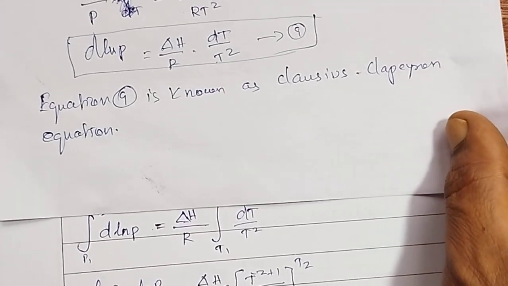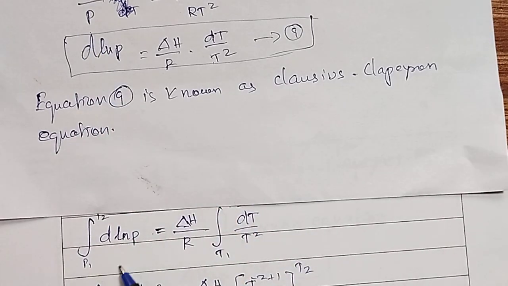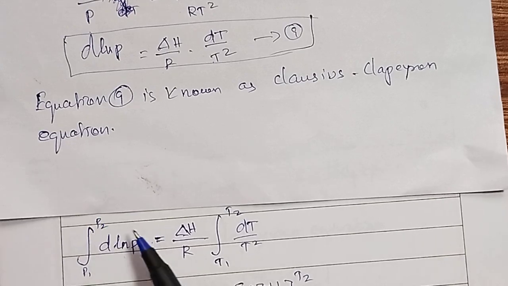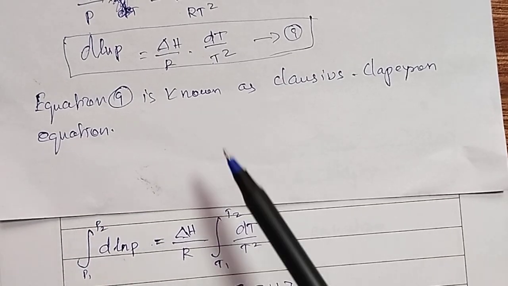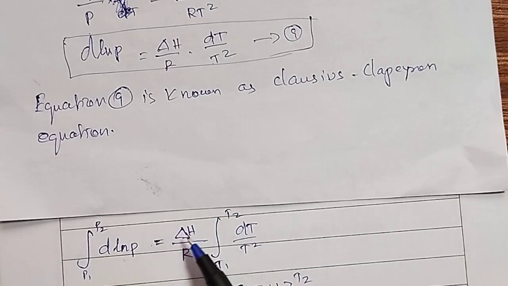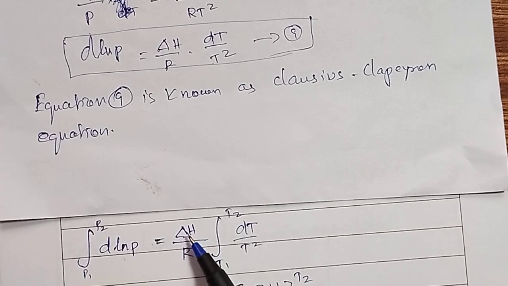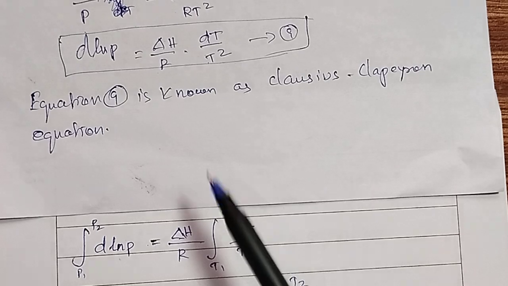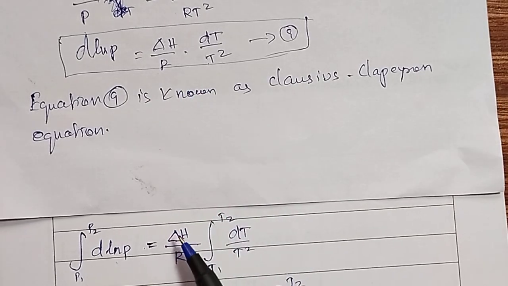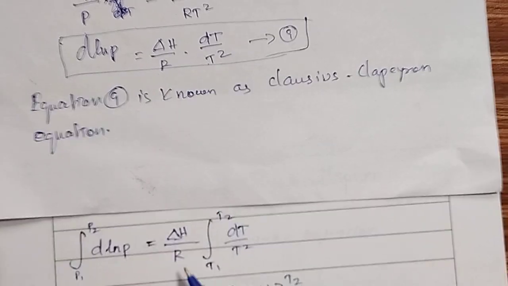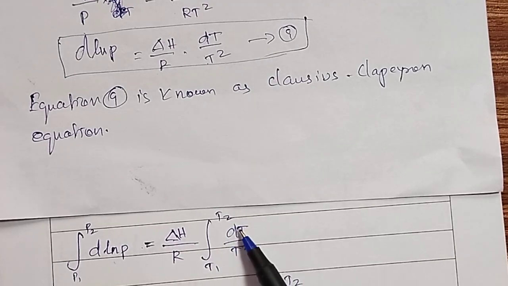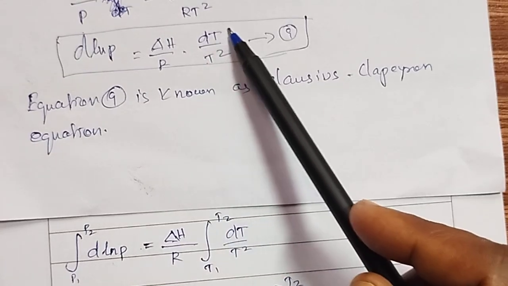We can see here the integration of dlnP from low pressure to high pressure. Similarly, integrate the delta H. I consider the change in the volume to be negligible during this process, and therefore I take delta H as constant and bring it out of the integration. Therefore, delta H by R, and then integrating dT by T square as here.